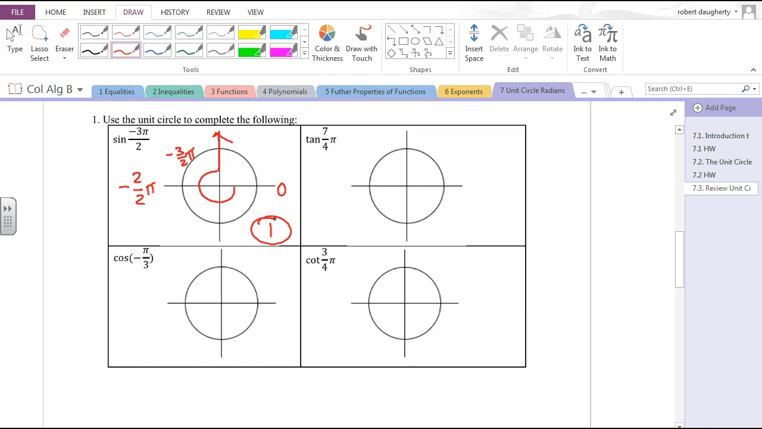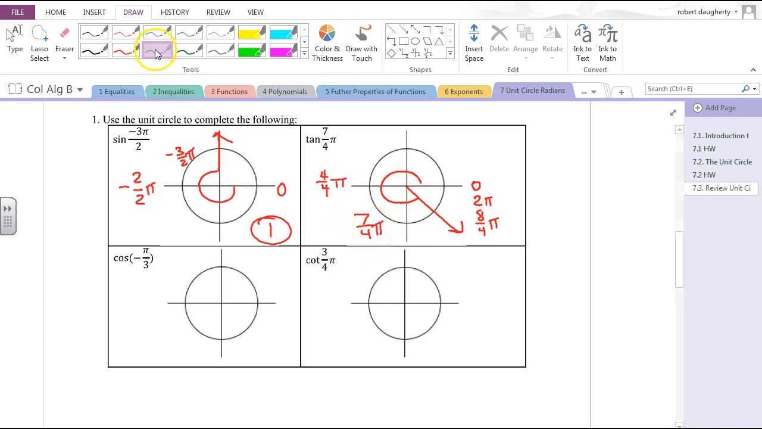Tangent of 7/4 pi. Here's 0. Pi, and let's call it 4 over 4. And then if I had 2 pi, let's call that 8 over 4 pi. So 7/4, is it closer to 4/4 or 8/4? It is closer to 8/4. So if I draw this angle, 8/4 would be a complete revolution. It does not go that far. So here is 7/4 pi.